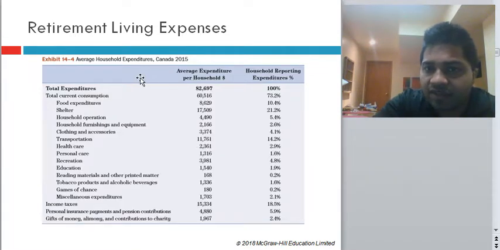So this is the average household expenses in Canada. You can just pause the slide and have a look at it. How much we spend as a percent on food, on housing, on healthcare, etc. It's given.